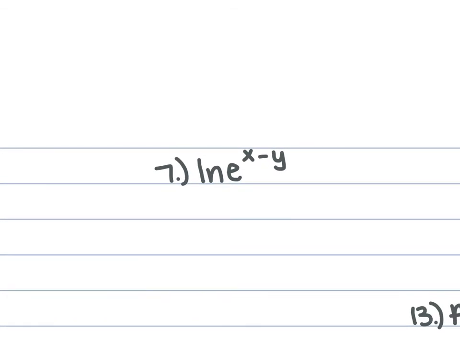For 7, we have ln times e to the power of x minus y. So once again, that ln and that e are multiplying together. So x minus y is the only thing that's left over, and that's your answer.